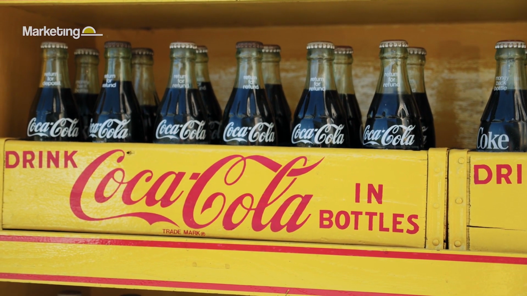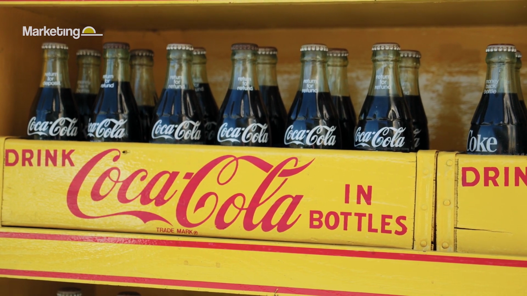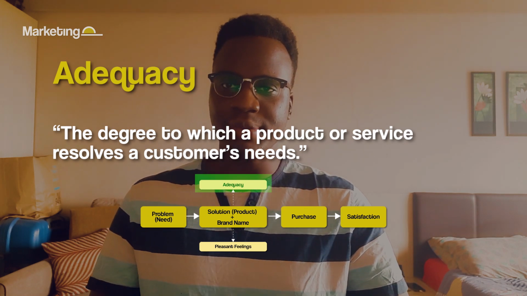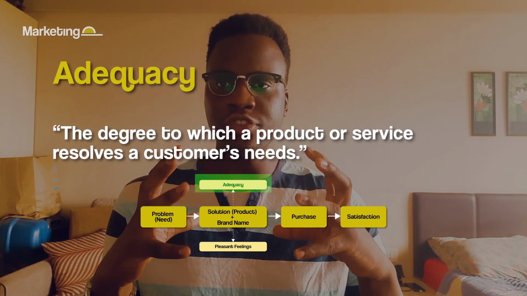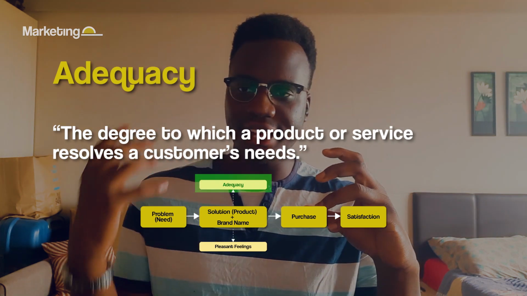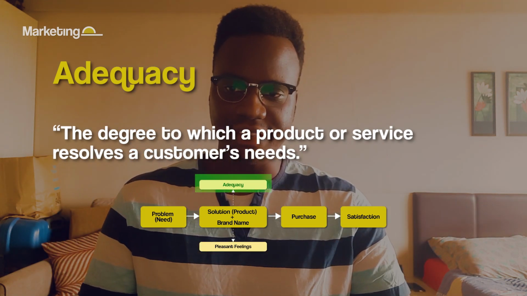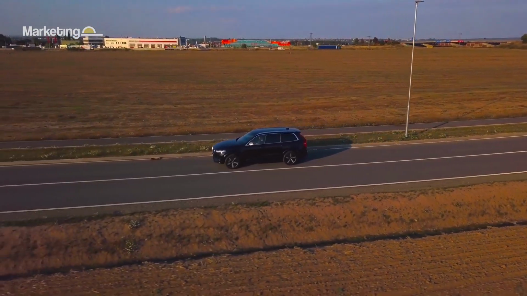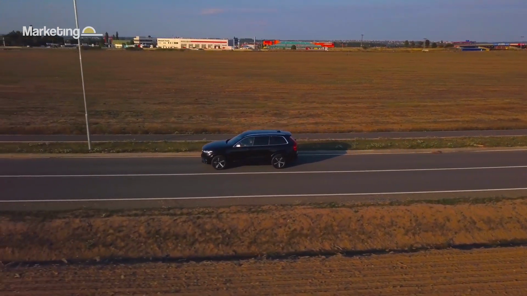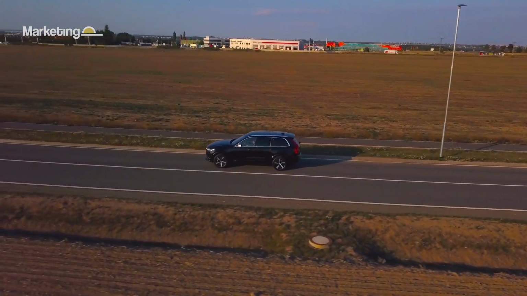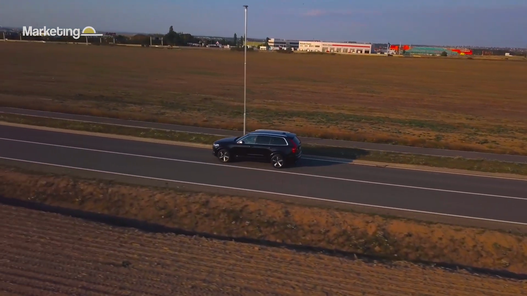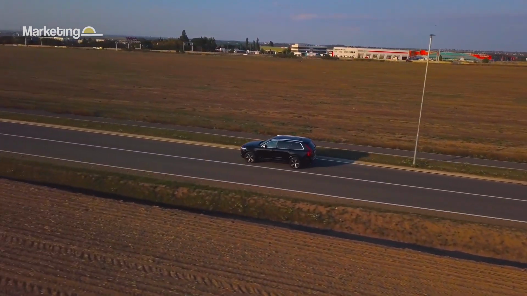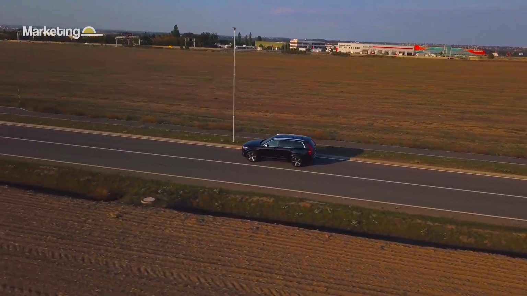So both the product, the solution, and the brand name should be adequate. And adequacy pretty much means that the product should be able to fully solve the problem that a person has. So if we go back to our car example, if the person looking for a new car is a family person, they're going to look for a car which has a large enough seating capacity for all members of the family. Suppose it's a family of 4 people, 2 parents, 2 children. They'll look for a car with at least 4 seats.